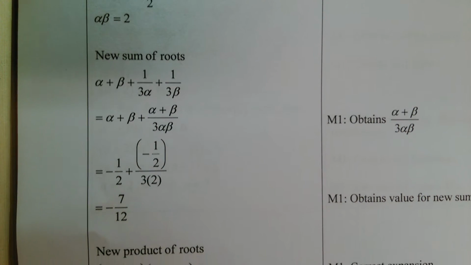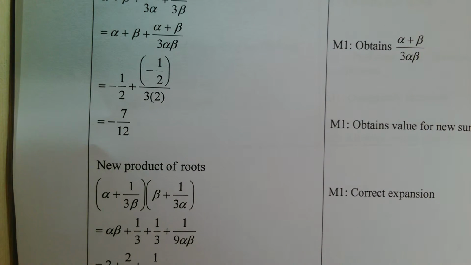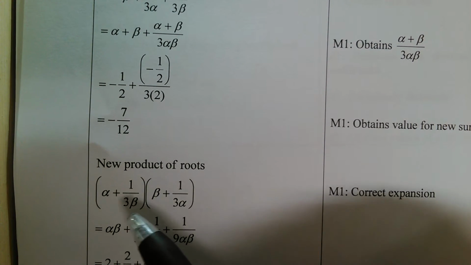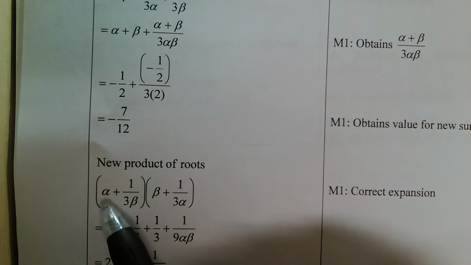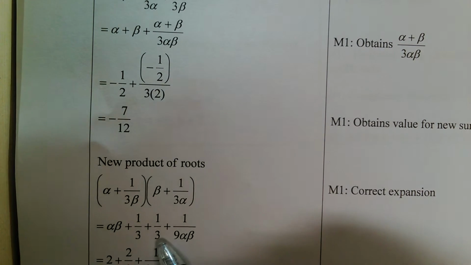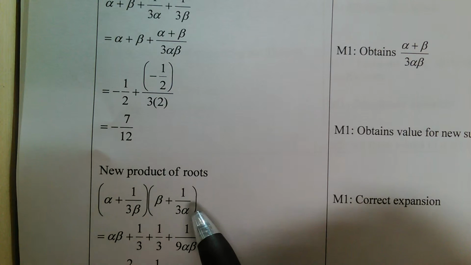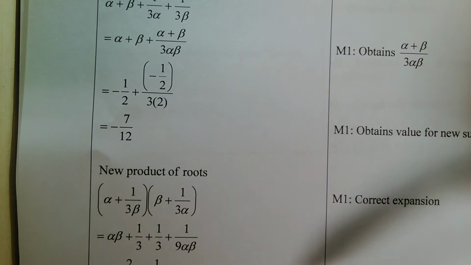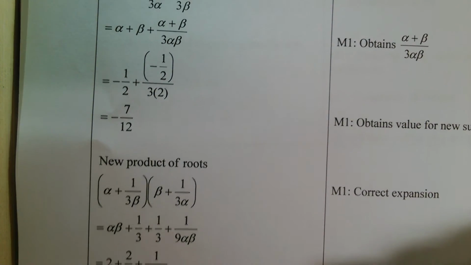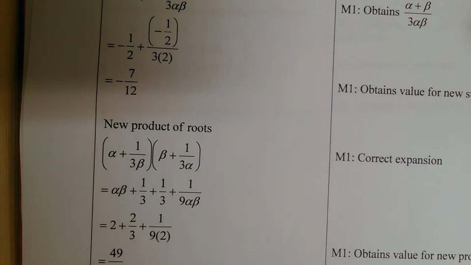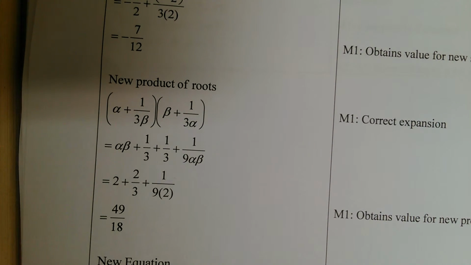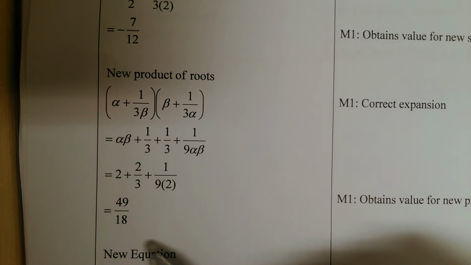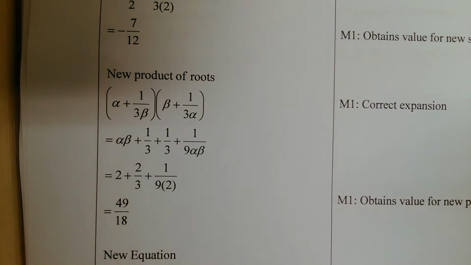Similar concept here for the product of roots. So you just put in the two new roots and multiply. Here you multiply, get 1 over 3 alpha times 1 over 3 alpha gives you 1 over 9 alpha beta. Similarly to what we have done above, you just put in the correct values, where alpha beta is 2. You will get the new product of roots as 49 over 18.